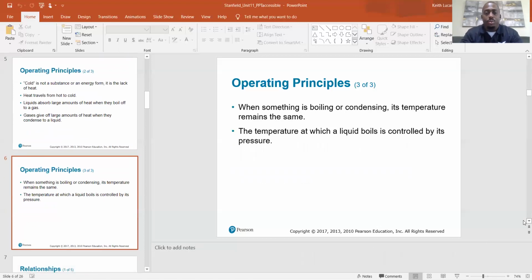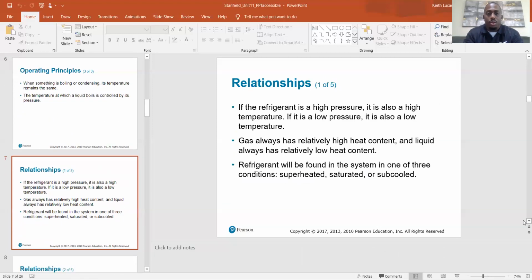Operating principles. When something is boiling or condensing, its temperature remains the same. The temperature at which a liquid boils is controlled by its pressure. Relationships: if the refrigerant is at high pressure, it is also at a high temperature. If it is at a low pressure, it is also at a low temperature. So temperature goes up, pressure goes up; temperature goes down, pressure goes down. That's the relationship that pressure and temperature have.